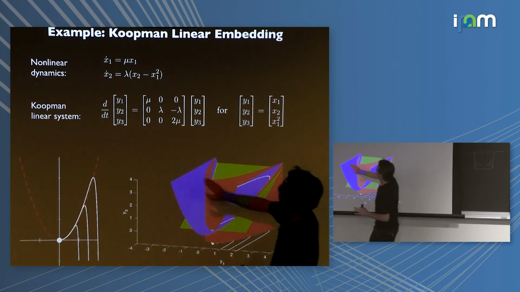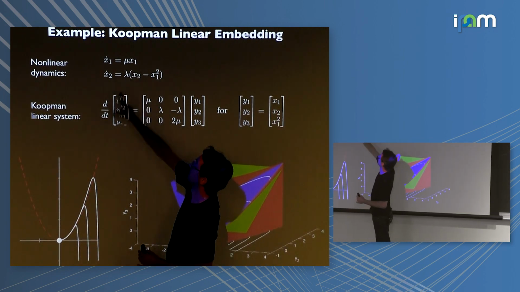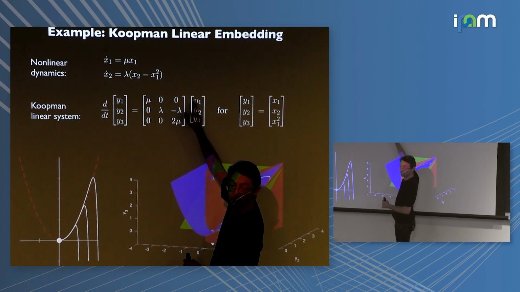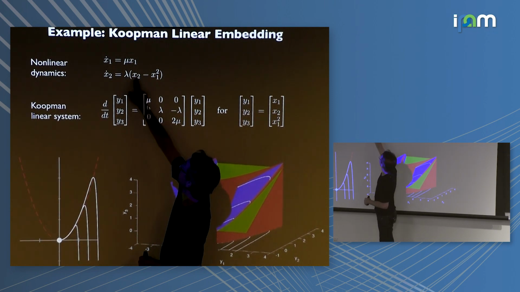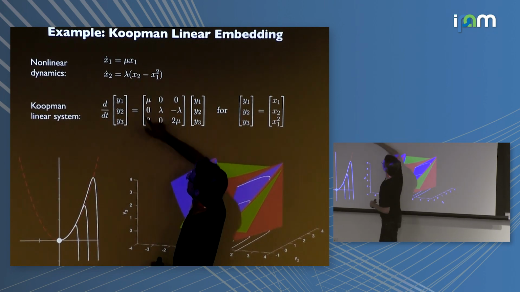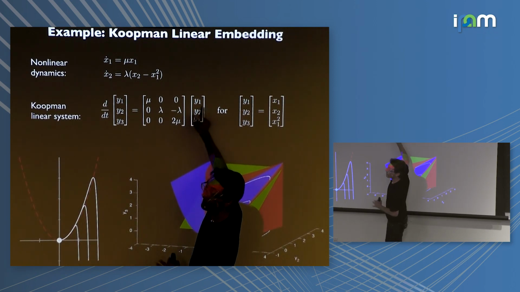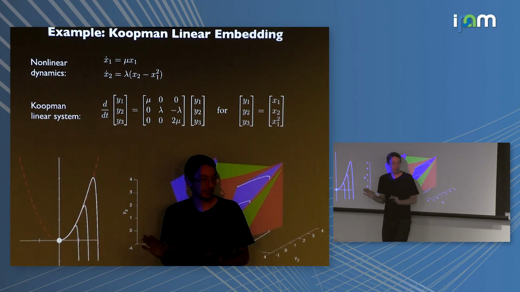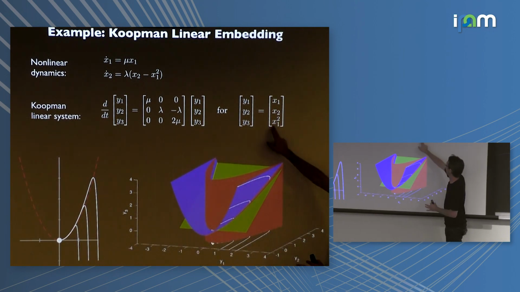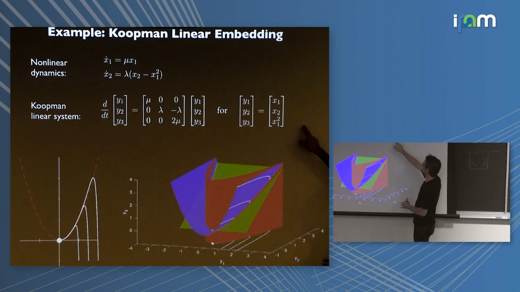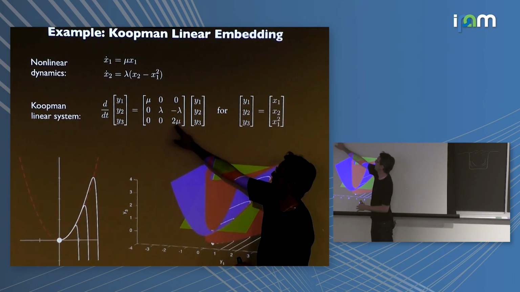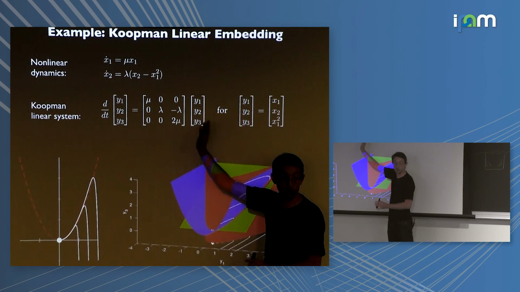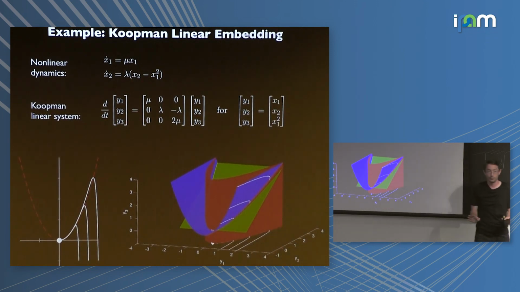So let's just go through the math. It's super simple. OK, y1 dot is the same as x1 dot, and it's mu y1. y2 dot is x2 dot, and it's lambda y2 minus lambda y3. So that equation became linear. And everything hinges on this last y3 equation. This is the crux. y3 dot is d/dt of x1 squared, which is 2 x1 x1 dot, which is 2 mu x1 squared, which is 2 mu y3. So that term is also linear. Everyone follow what happened? Pretty simple, right?